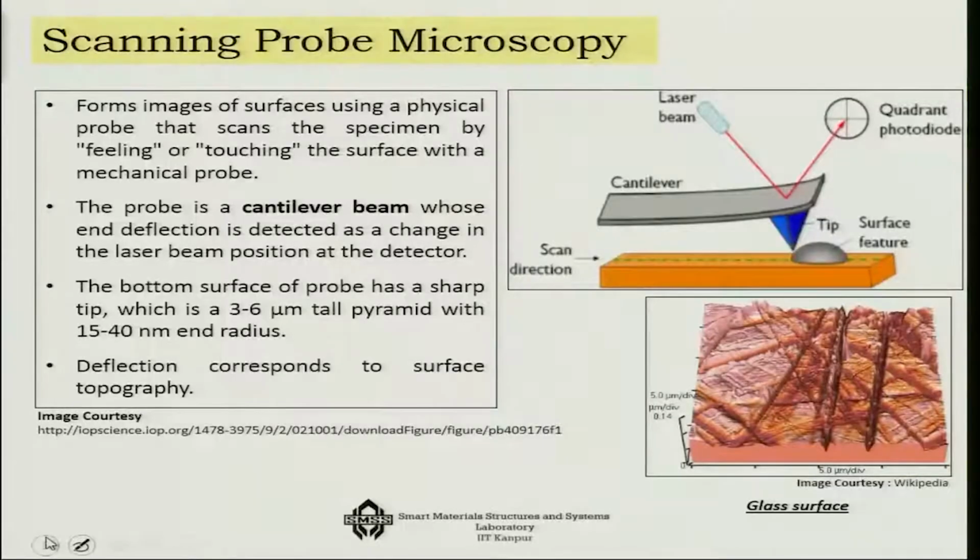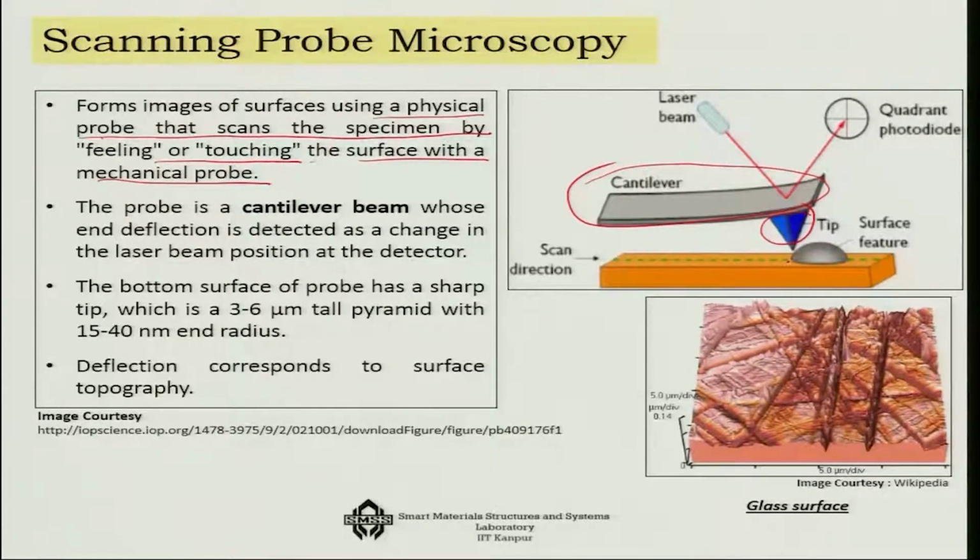Now, scanning probe microscopy is one of the most powerful imaging technologies available today, and it is used for imaging of surfaces using a physical probe that scans the specimen by something like touching the surface with a mechanical probe. This is like a cantilever probe, as you can see here, and it has a sharp tip and it is going to touch.